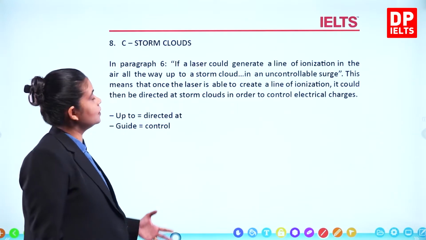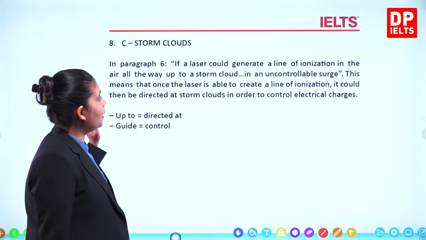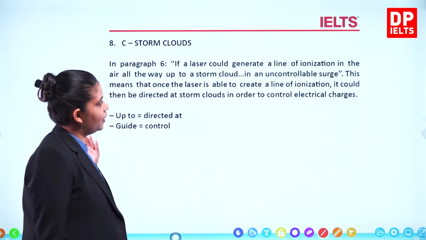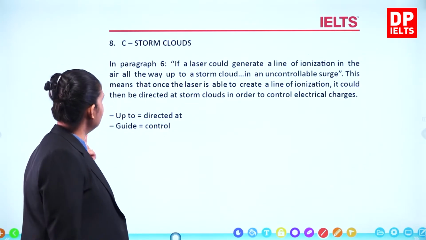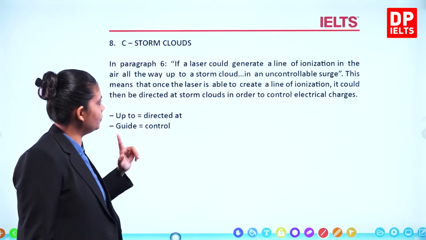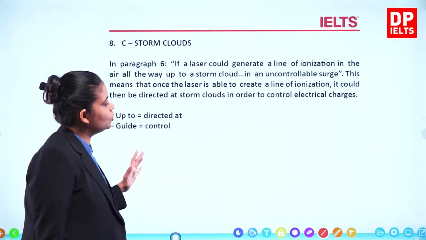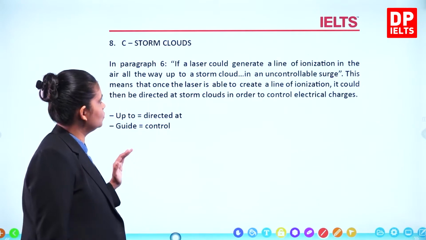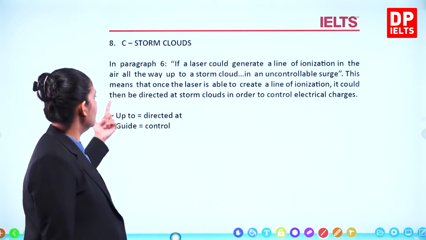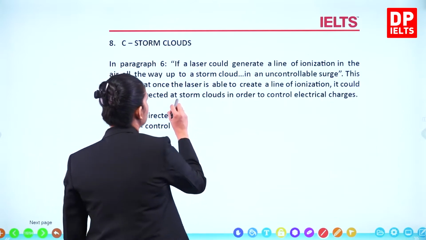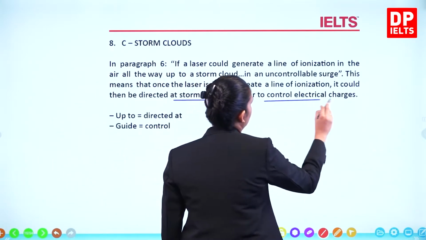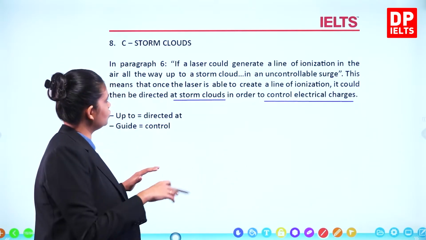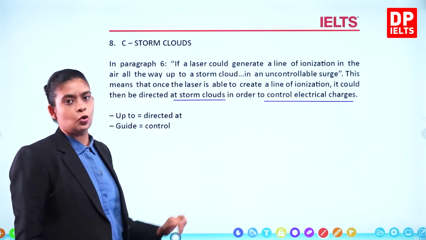Question number 8, it's storm clouds, right? In paragraph 6, if you go there, it says, if a laser could generate a line of ionization in air all the way up to a storm cloud, it could guide an uncontrollable surge. This means that once the laser is able to create a line of ionization, it could then be directed at storm clouds in order to control electrical charges. Up to means directed at, guide means to control, so the answer here is storm clouds.